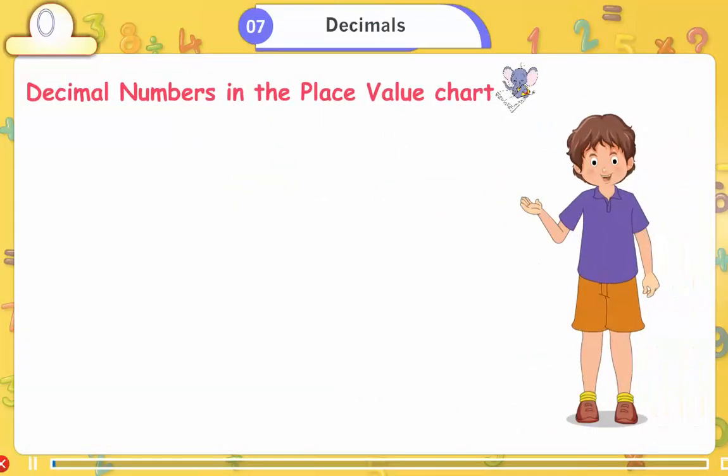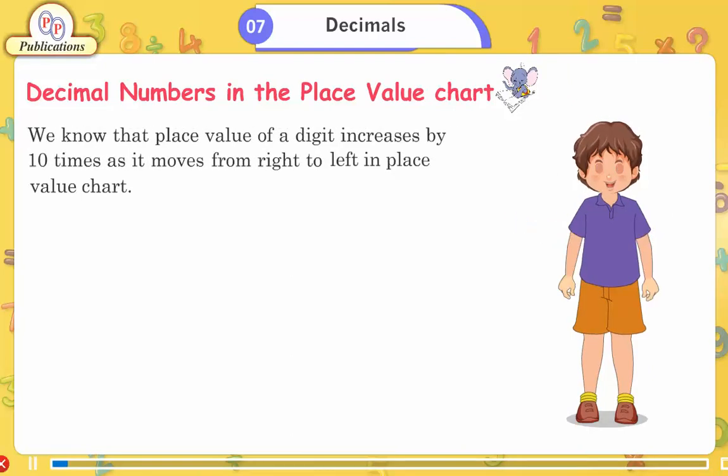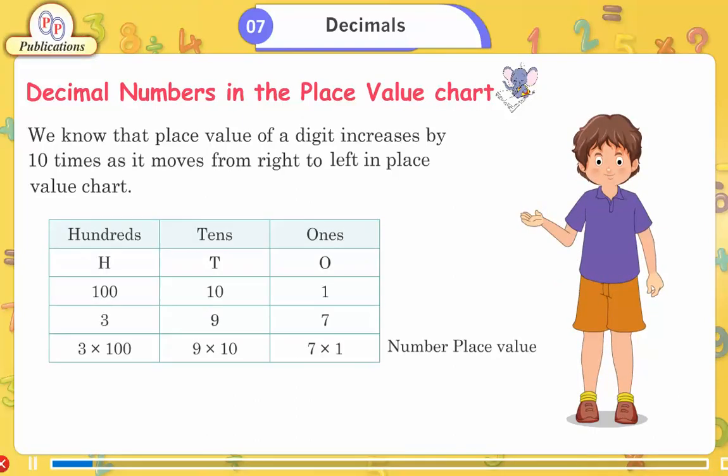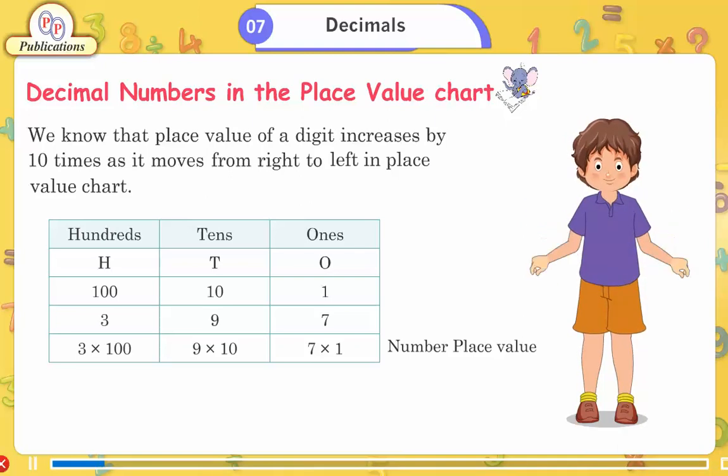Decimal numbers in the place value chart. We know that the place value of a digit increases by 10 times as it moves from right to left in the place value chart. Hundreds, tens, ones. H T O. 100, 10, 1. 3, 9, 7. 3 into 100, 9 into 10, 7 into 1.